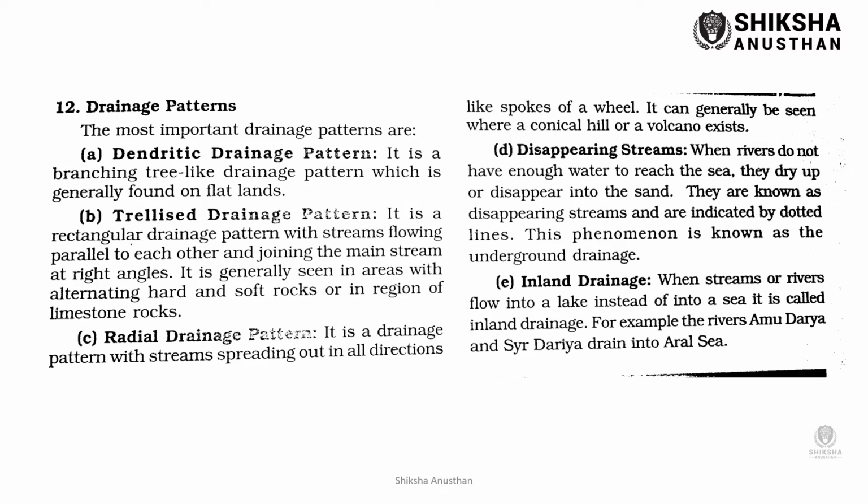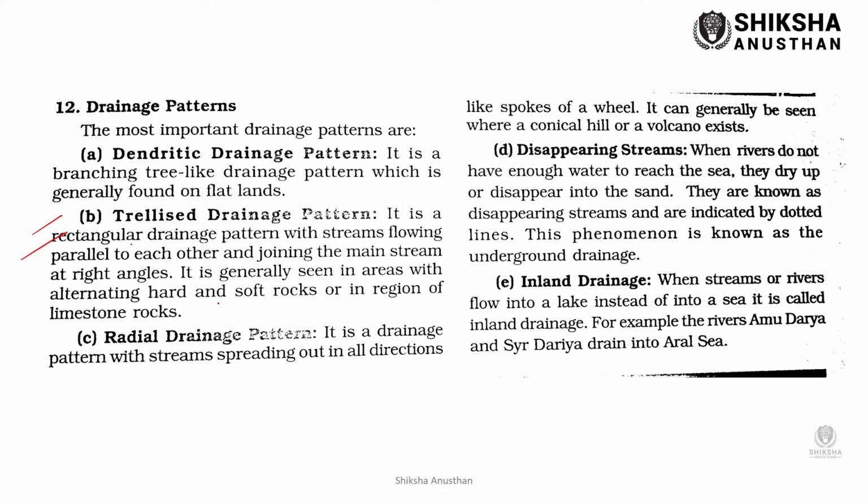Then the trellis drainage pattern is a rectangular drainage pattern with streams flowing parallel to each other and joining the main stream. It is generally seen in areas with alternating hard and soft rocks or a region of limestone. Then if we find a trellis drainage pattern, we can be sure that limestone or soft rocks are nearby.